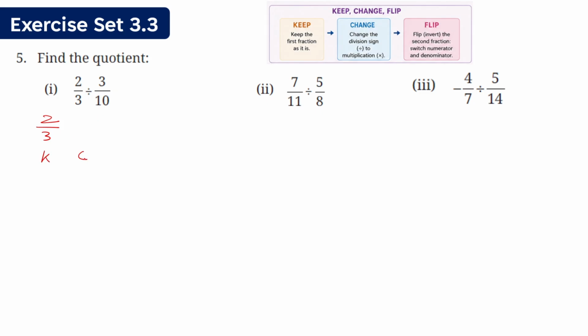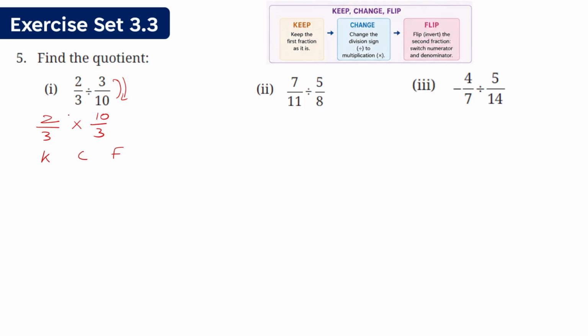Next, it is C, which is change the sign to a multiplication sign. So division changes to a multiplication sign. And the last one is F, which is flip, flip of the fraction. So 3/10 is written as 10 over 3. So keep, change, flip. Now you could see that this is a multiplication problem.